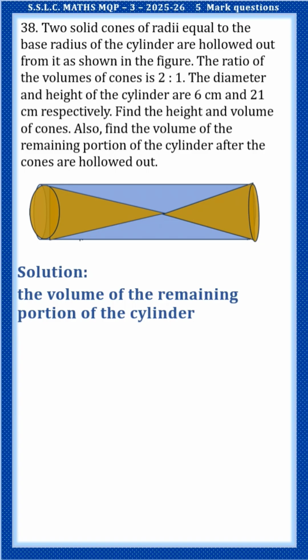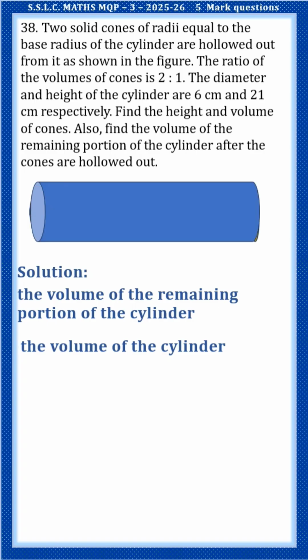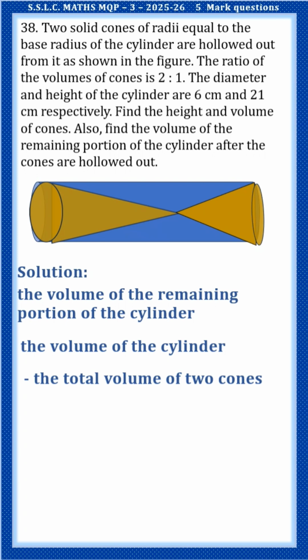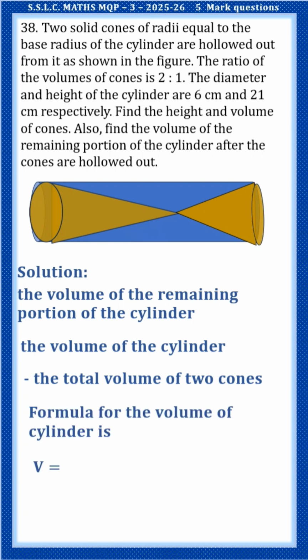So volume of the remaining portion of the cylinder is equal to volume of the cylinder minus total volume of two cones. Here formula for the volume of cylinder is pi r square h. Here radius is 3 centimeter. We already know it. It is in the question. Height of the cylinder is also given, 21 centimeter. Look at the figure also. Question also. Then you will understand.